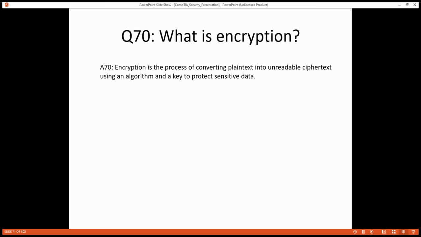Q70. What is encryption? A70. Encryption is the process of converting plaintext into unreadable ciphertext using an algorithm and a key to protect sensitive data.